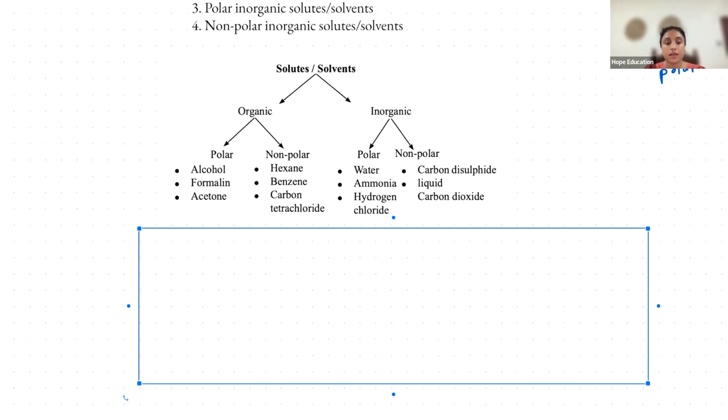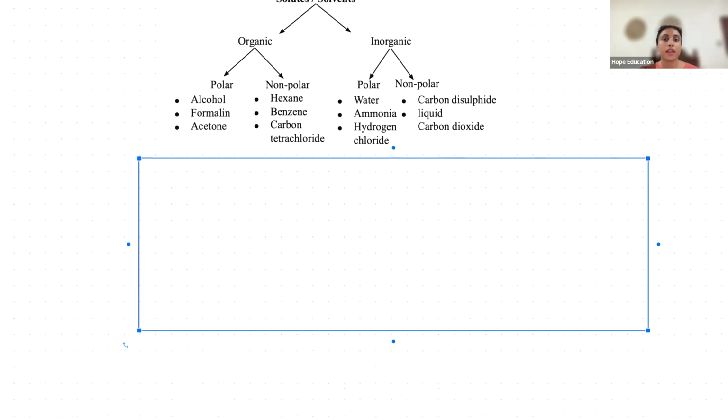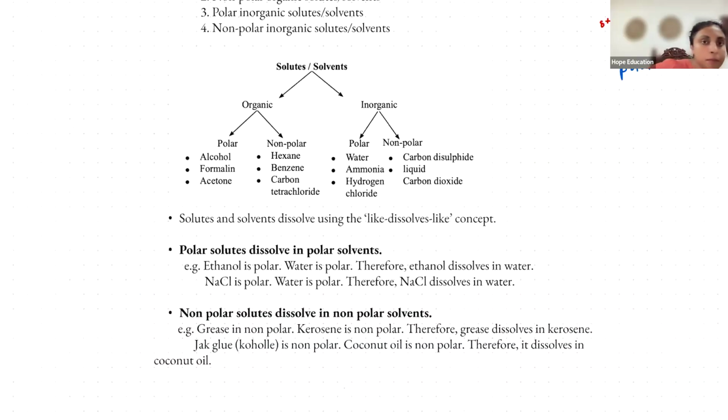So that is this last example I'm writing. You can write it in Sinhala if you like. Is non-polar, coconut oil. I'll put the coconut oil example. Is non-polar. Therefore, it dissolves in coconut oil. It's a bit much to write here, but this is very important. That's why.